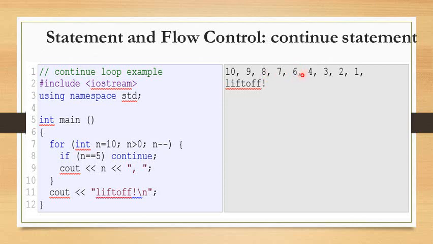Is there any 5? Of course not, because of the condition: if n equal to 5, continue. Once it is 5, it will just skip that 5 and proceed. And the next one after 5, of course, is 4, then 3, then 2, then 1. So they are kind of opposites, break and continue. Okay.